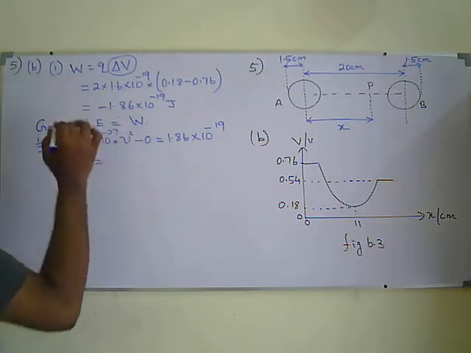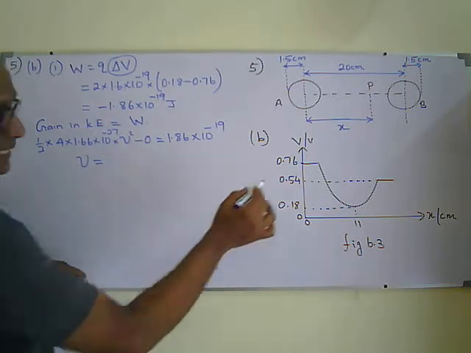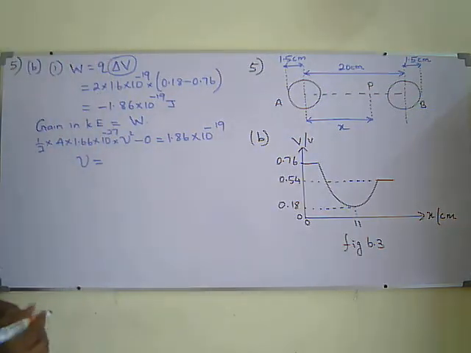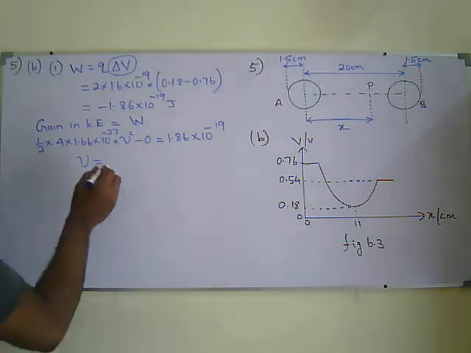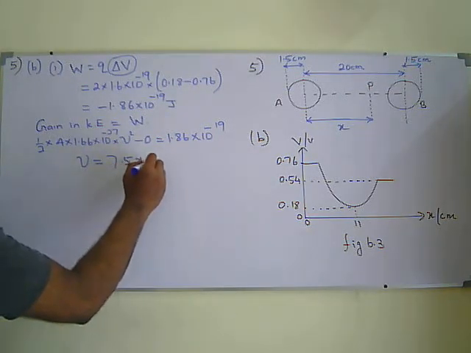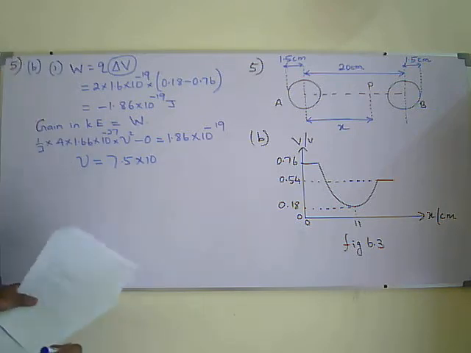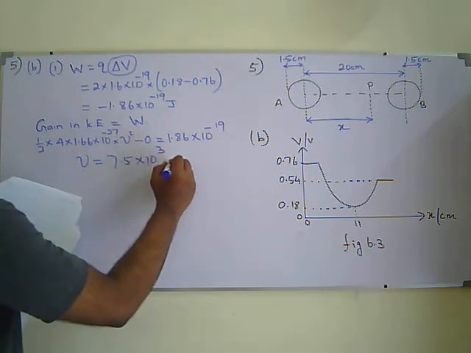And also this negative sign shows that when it is released, it's going to gain kinetic energy and lose electrical potential energy. So you'll get the speed equal to 7.5 × 10^3 meter per second.